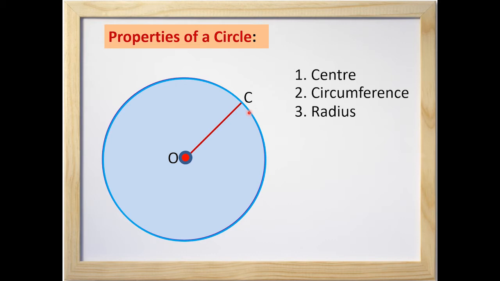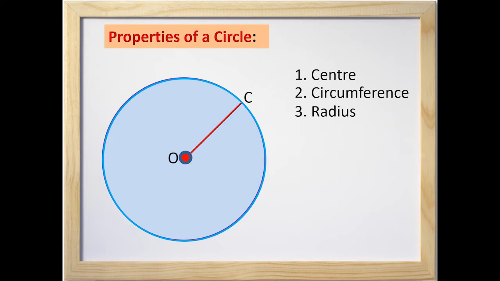Here, children, we know that there are many points on the circle. So, we can join the center to any point on the circle. That means there are infinite radii, or we can draw infinite radii in a circle.